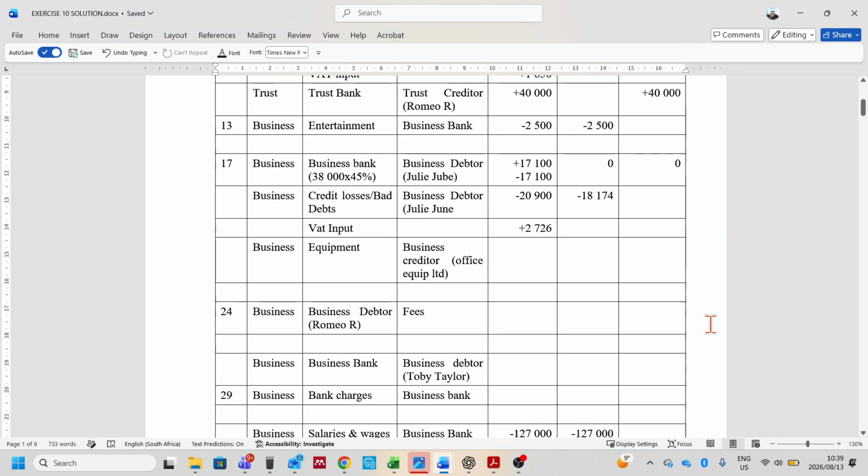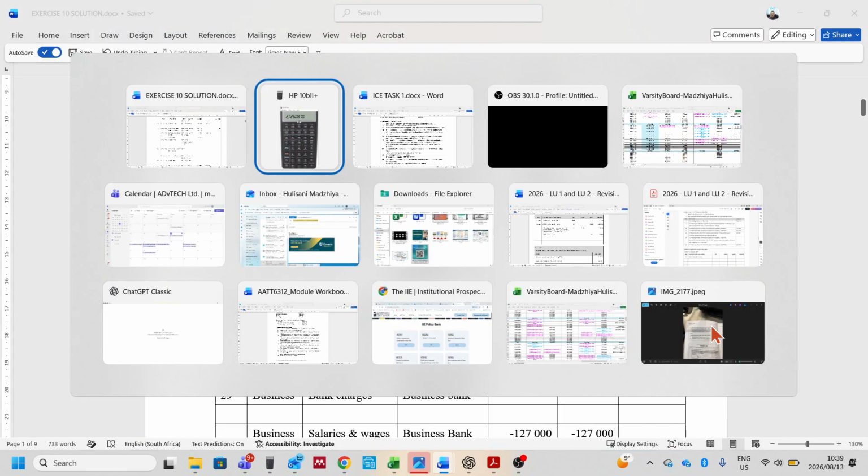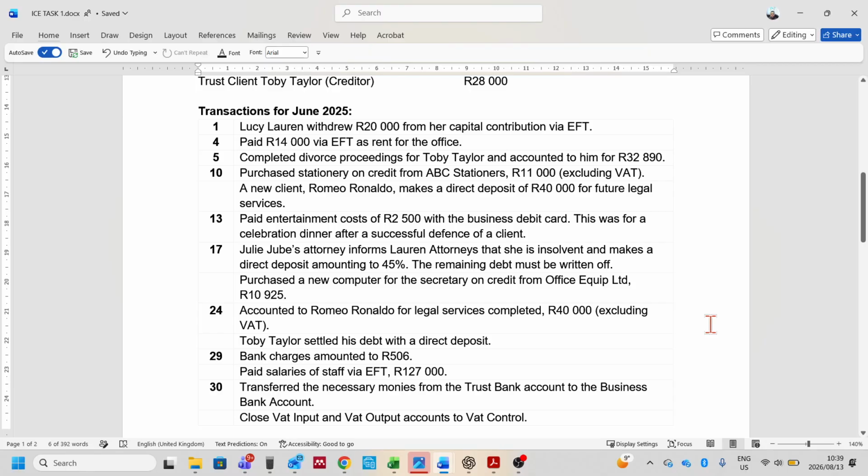Okay. Moving forward, on the same day, on the 17th, it says that we purchased a new computer for the secretary on credit from office equipment, 10,925. So this is the computer that is going to be used in the business for business purposes. So this computer means that the VAT that we're being charged will be able to do what? Claim it back from SARS.